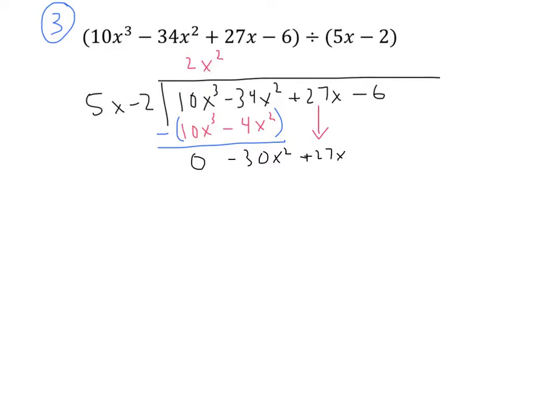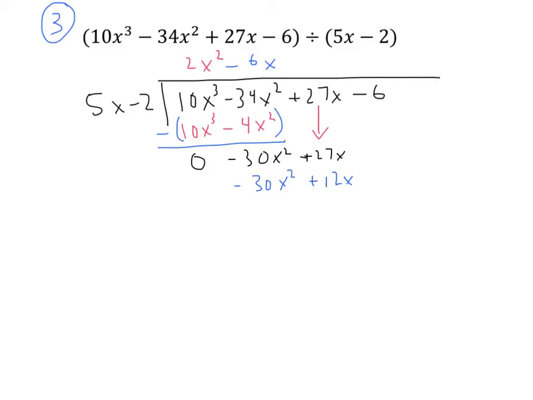Okay, now let's think. How many times does 5x minus 2 go into this part? Negative 30x squared plus 27x. Right? Let's just look at this 5x. How many times does 5x go into negative 30x squared? Right? The answer is negative 6x. So let's multiply now. Negative 6x times 5x minus 2. If we multiply that, we would get negative 30x squared plus 12x.